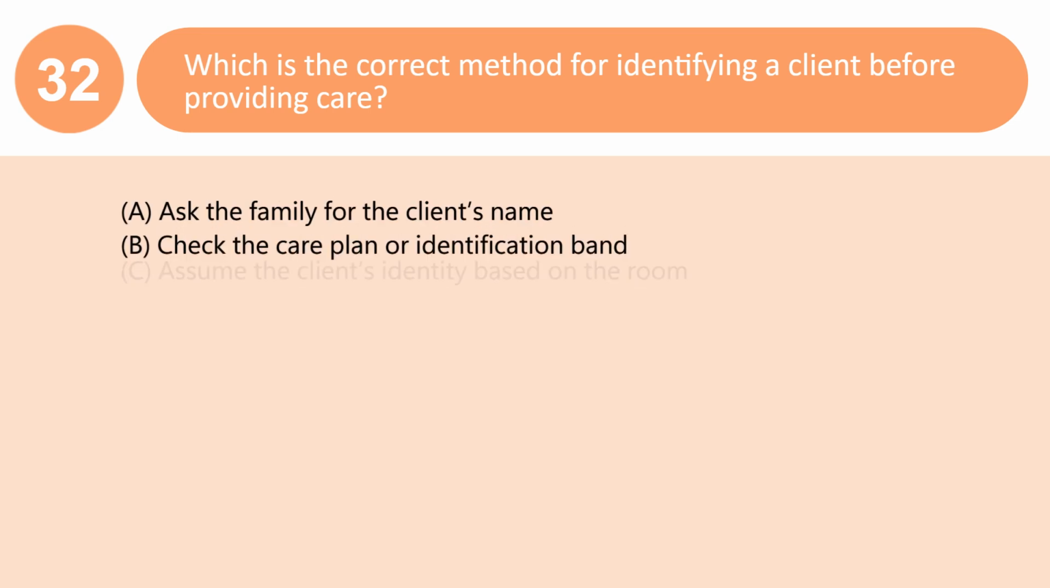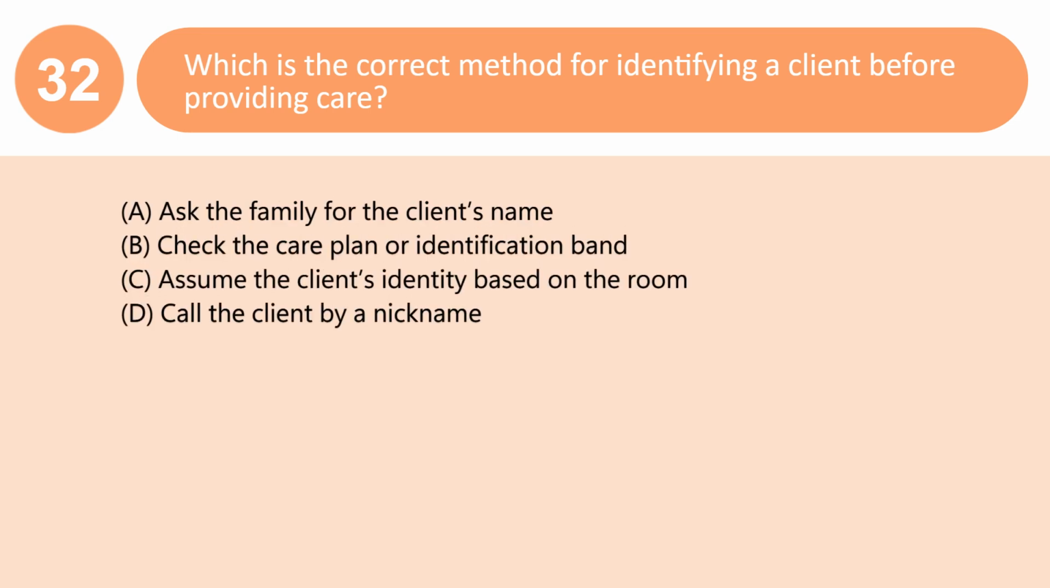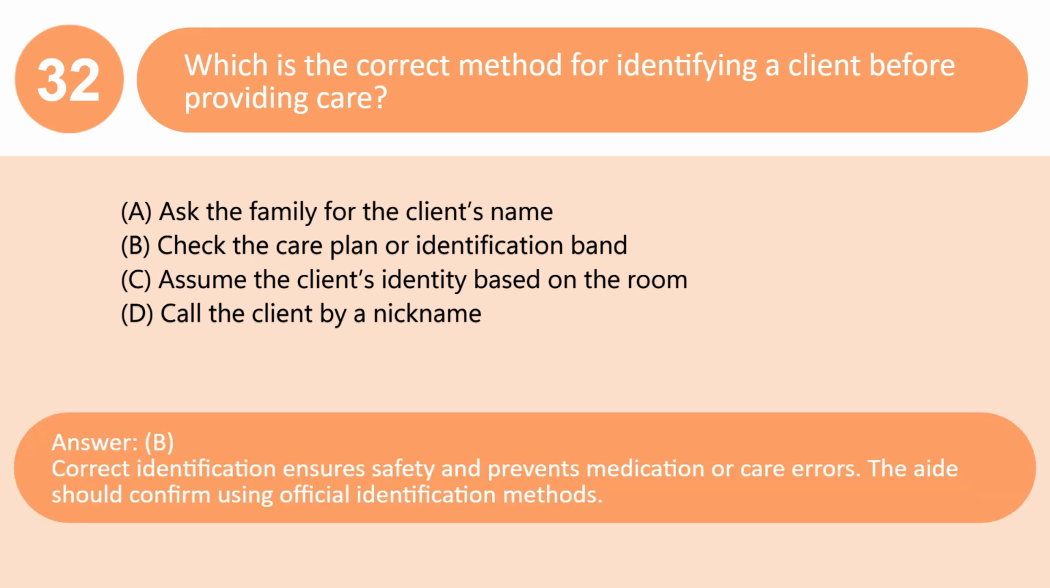Which is the correct method for identifying a client before providing care? A. Ask the family for the client's name. B. Check the care plan or identification band. C. Assume the client's identity based on the room. D. Call the client by a nickname. Answer B. Correct identification ensures safety and prevents medication or care errors. The aide should confirm using official identification methods.